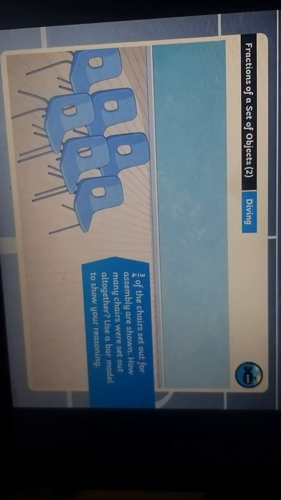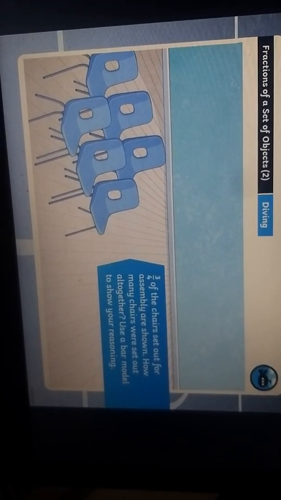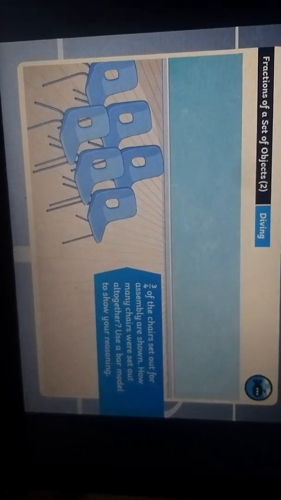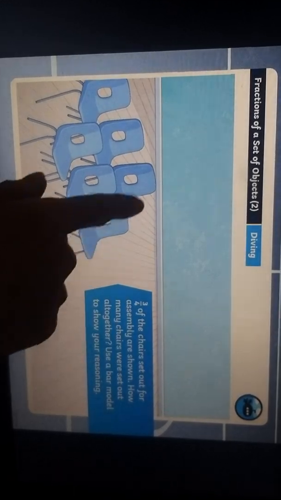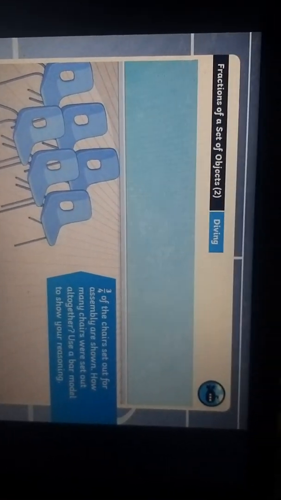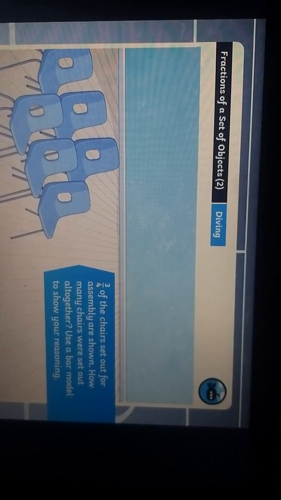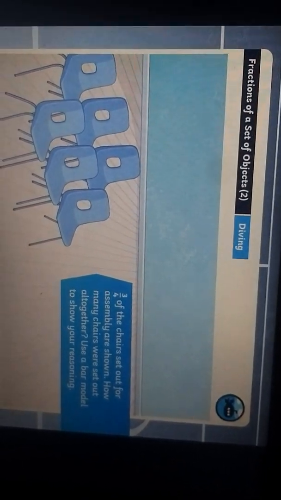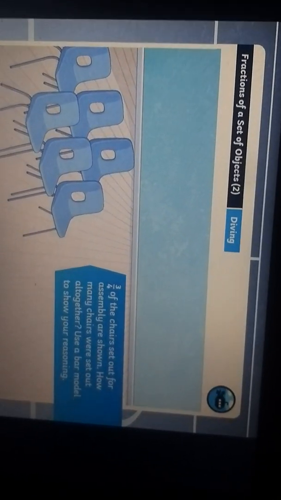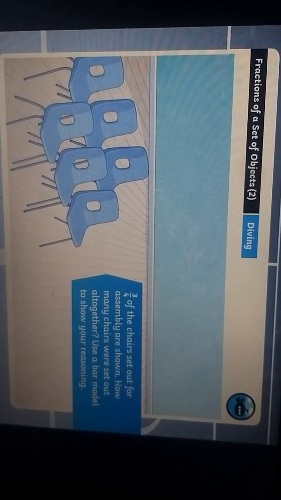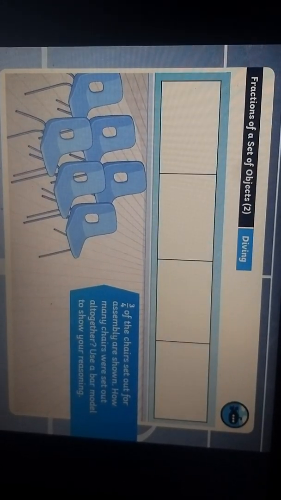Again, 3/4 of the chairs set out for assembly are shown. How many chairs were set out altogether? Use a bar model to show your reasoning. So you've got 1, 2, 3, 4, 5, 6 chairs. We know we've got 6 chairs that are set up for assembly, but 3/4 of the chairs are there. So we have to work out 3/4 of that before we can actually get our answer, and it wants you to do it using a bar model.